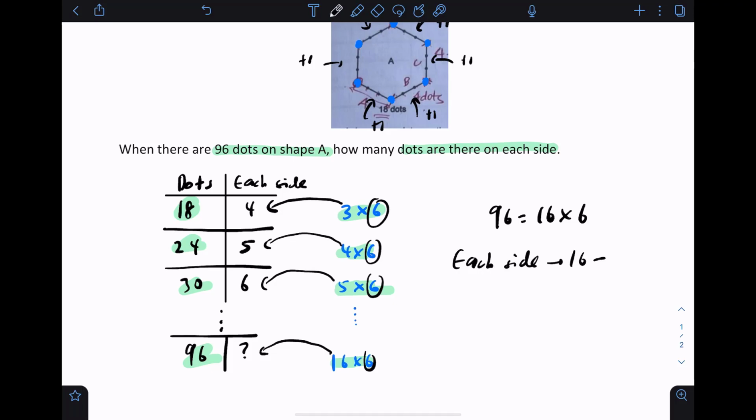16 plus 1, 17 is our answer. Why? Again, this number, when you add 1, you will get the number of dots on each side. 4 plus 1, you get the number of dots on each side. 5 plus 1, number of dots on each side. 16 plus 1, the number of dots on each side will be 17.